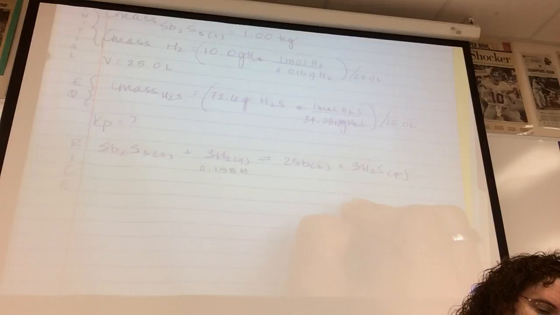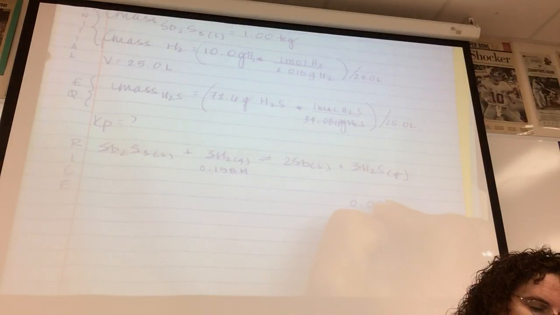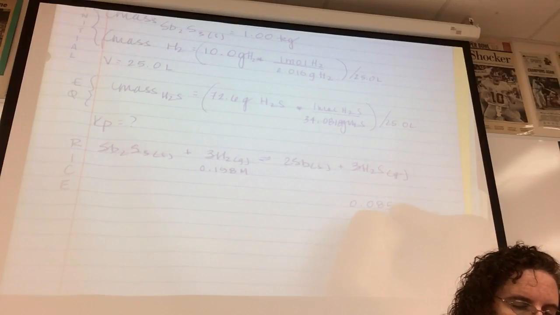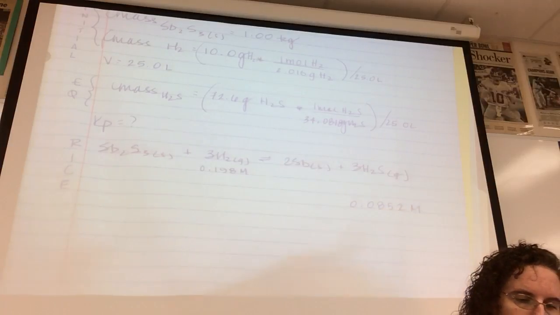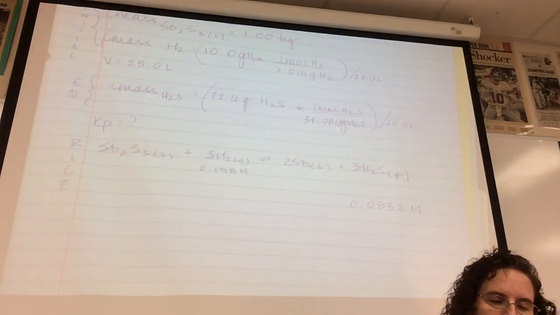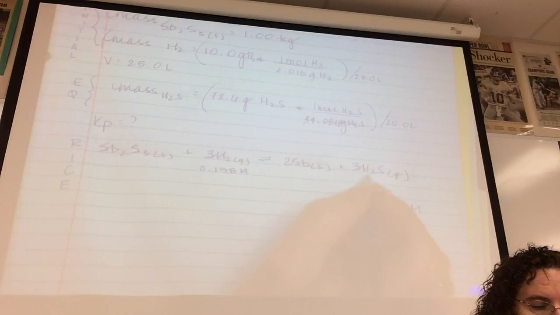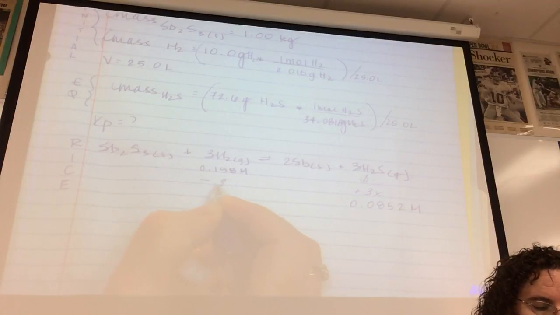And just make sure that goes on the equilibrium line. And now what? How do you know the reaction must go in the forward direction? Because you don't have any product. So this would be plus 3x, correct? Yeah. And this would be minus 3x.